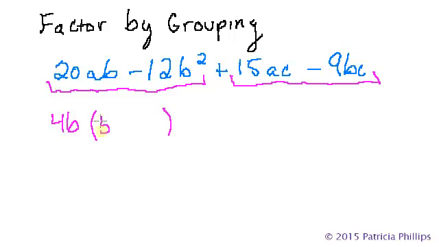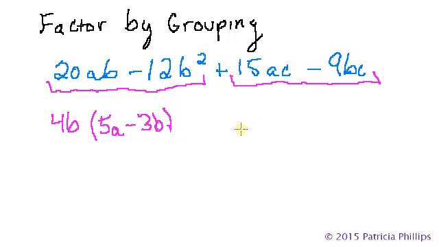We're going to end up with a 5a right here, and we're going to end up with a minus 3b, and it's minus because the 12 had a minus sign in front of it. There. That's clear.